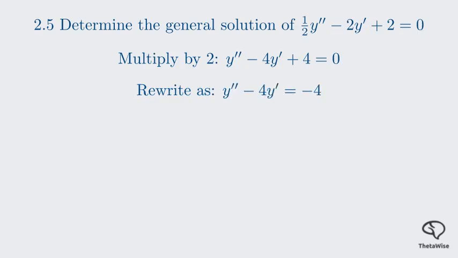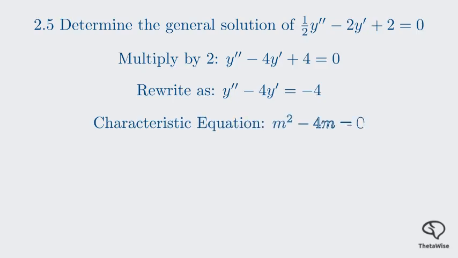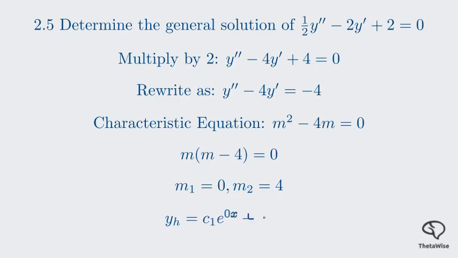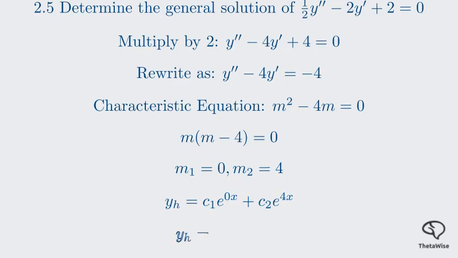Now we find the homogeneous solution. The homogeneous equation is y double prime minus 4y prime equals 0. The characteristic equation is m squared minus 4m equals 0. Factoring gives m(m minus 4) equals 0. The roots are m1 equals 0 and m2 equals 4. They are real and distinct. The homogeneous solution is yh equals c1 e to the 0x plus c2 e to the 4x. Since e to the 0x is just 1, yh simplifies to c1 plus c2 e to the 4x.